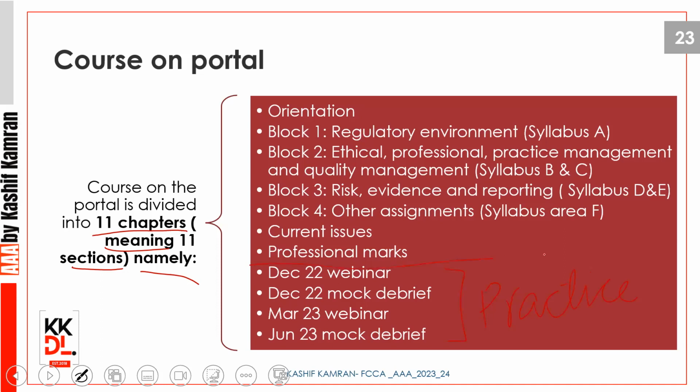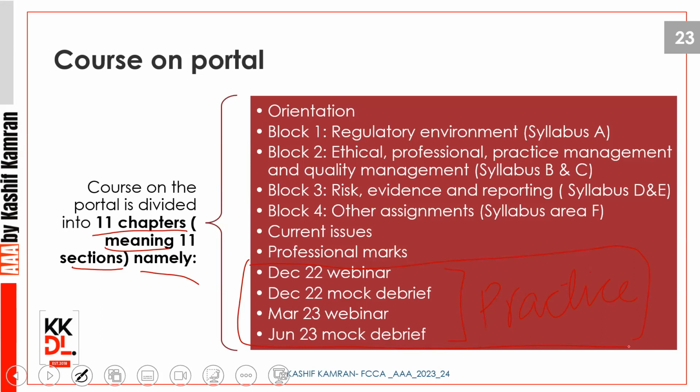So look at the last four elements. You have dense practice of the recent papers here. I will also be uploading the September 23 mock debrief for the September students, and the December 23 mock debrief for the December students once that is available from ACCA. So this list will continue.